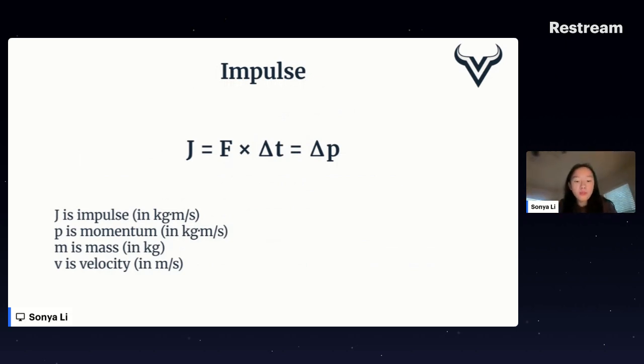Now, what if we change an object's momentum? That's where impulse comes in. Impulse is the change in momentum, and it's given by the equation impulse equals F times delta t, which equals delta p, where F is the force applied, delta t is the time the force acts, and delta p is the change in momentum. This explains why airbags help in car crashes. They increase the time of impact so the force is smaller, even if the change in momentum stays the same.